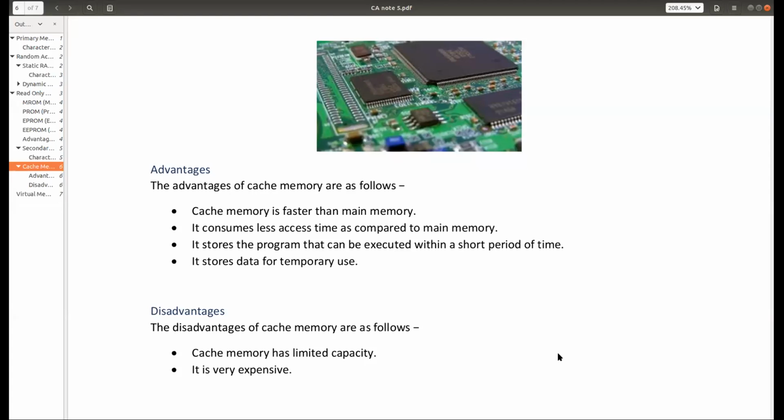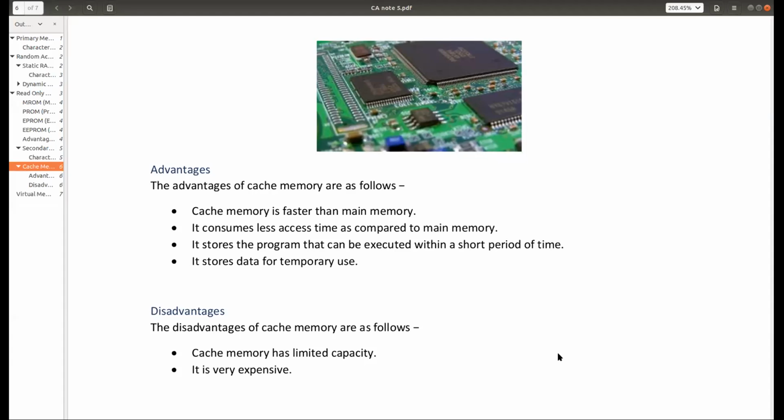Now it stores the program that can be executed within a short period of time, as I told you, and it stores data for temporary use. Now this is the most important thing. Cache is not a permanent memory, it's a temporary memory, because at different times you will bring different kinds of data into cache memory, since it stores data which is accessed frequently. Not all the time will the same data be accessed frequently by your computer system. Different data will be accessed frequently. So that's why the content of the cache will change. Okay. So that's the advantage.